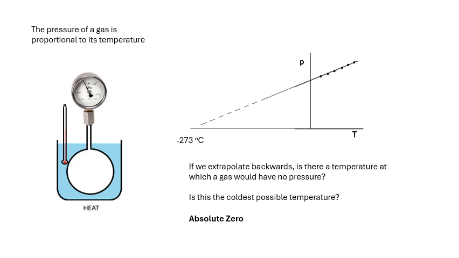And if you do this experiment, which you should, if you do it well, then you get a value of minus 273 degrees centigrade. And that's maybe the coldest possible temperature, or absolute zero.